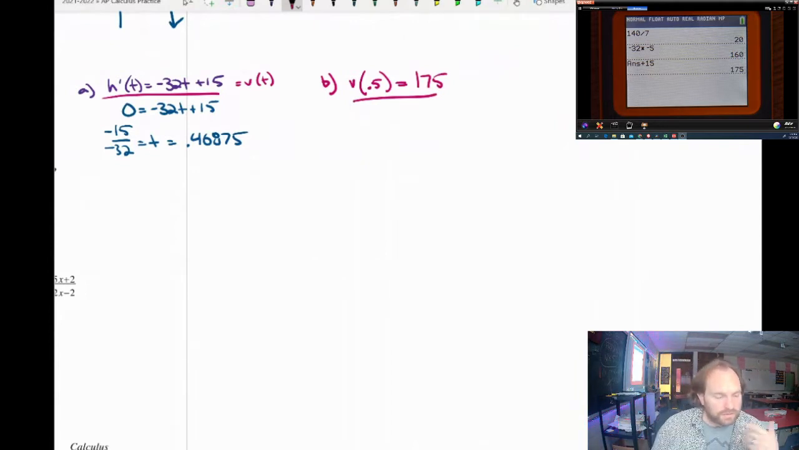What that means, as far as that second part of the question goes, is it's a positive number. So that means that the height is increasing at that time.